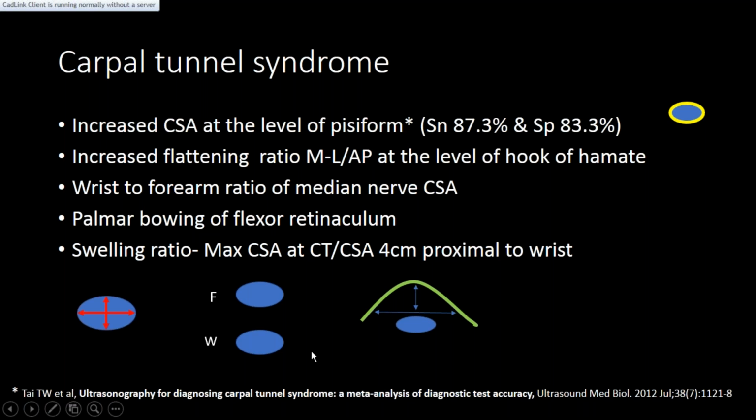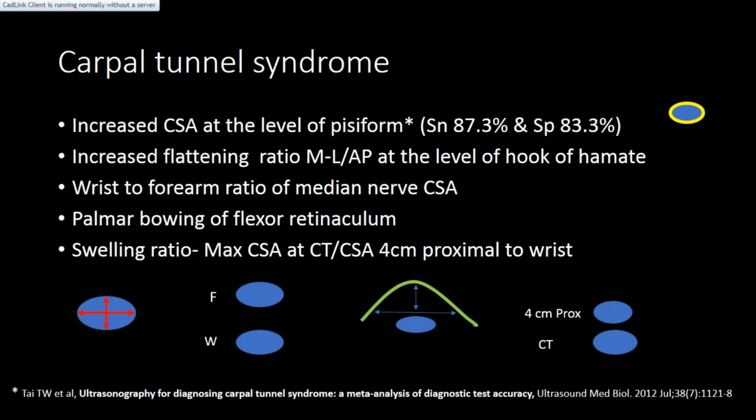And the last one is a swelling ratio, where we measure maximum cross-sectional area in the carpal tunnel region in the wrist, and measure the cross-sectional area of median nerve 4 centimeter proximal to the wrist, and see if the ratio is more than 2.5. So there are various measurements, but the single best is the cross-sectional area at the pisiform. And like I said, carpal tunnel syndrome is the most common one and extensively studied. We have more measurements that we can use in this entrapment compared to others.